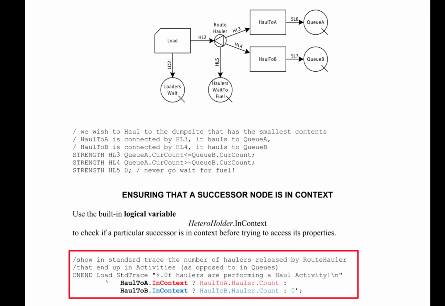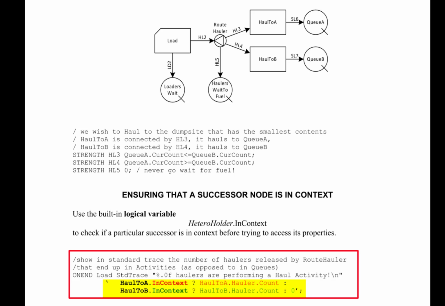For example, suppose that we wish to show in the standard trace the number of haulers released by route hauler that end up in activities as opposed to in queues. In that case, we could write the statement onEnd load standard trace followed by a format specifier that contains the text "holders are performing a whole activity" and which takes as an argument a conditional expression.